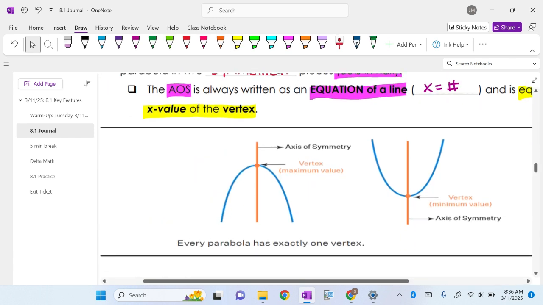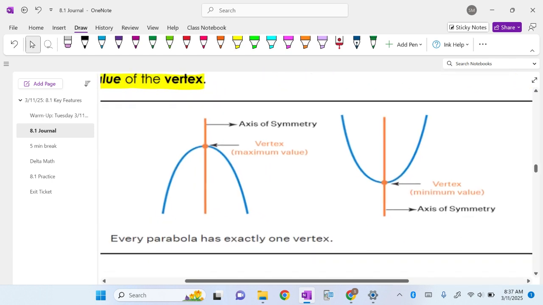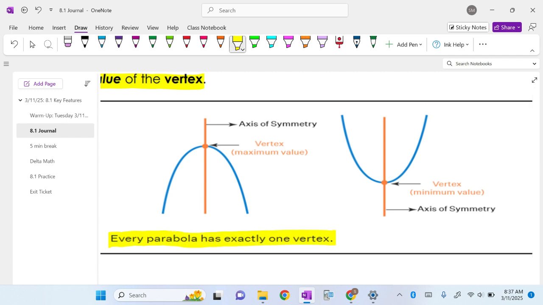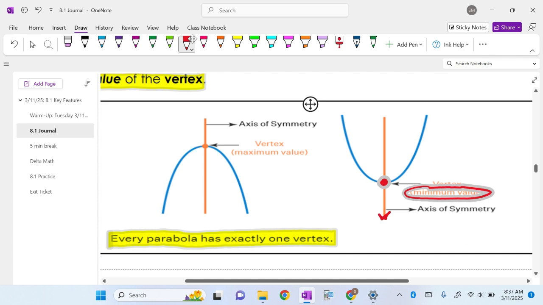Now, the little figure below gives you a good idea what's going on. First off, just note that every parabola has exactly one vertex. There'll never be more than one vertex. Never more than one axis of symmetry. There's only one of each. So if your graph looks like a U, the vertex would be considered a minimum value. It's the lowest value on the graph. And the axis of symmetry is this line right here that cuts through that vertex.